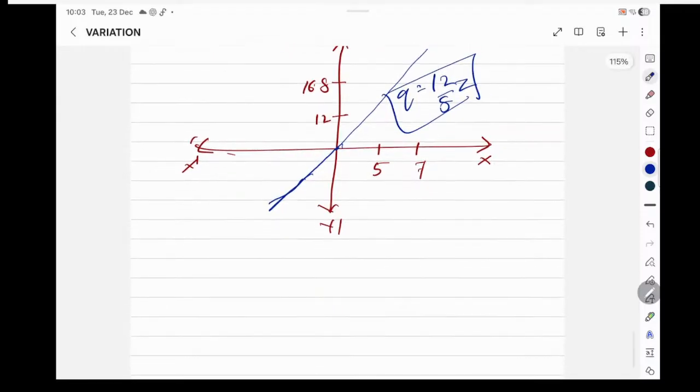So if you plot the graph, everyone should read this exercise properly, because this topic is so interesting.